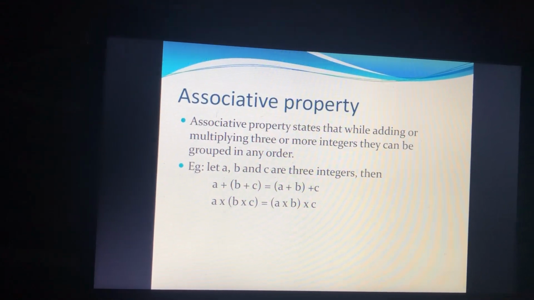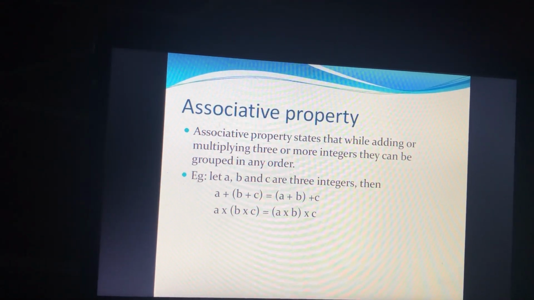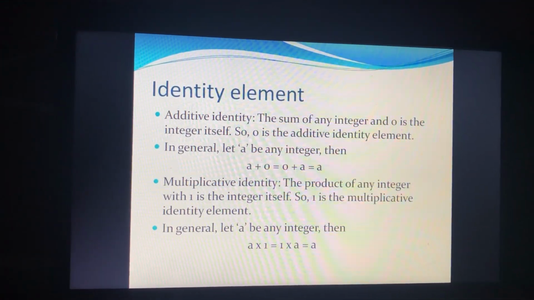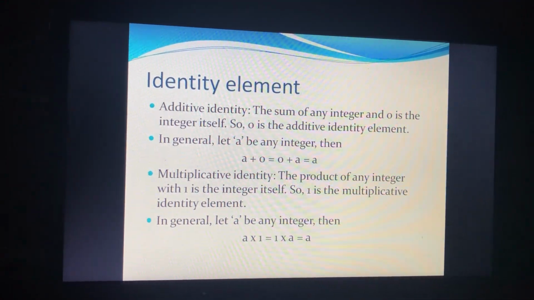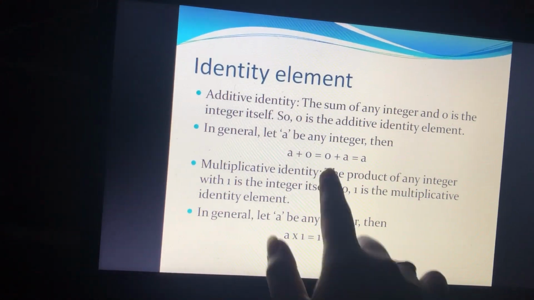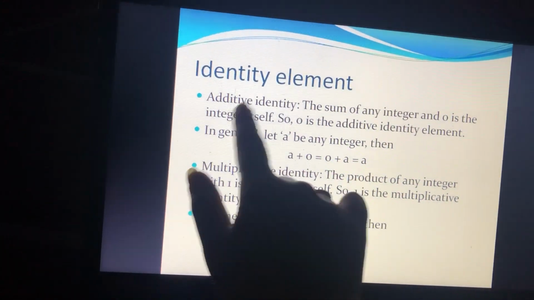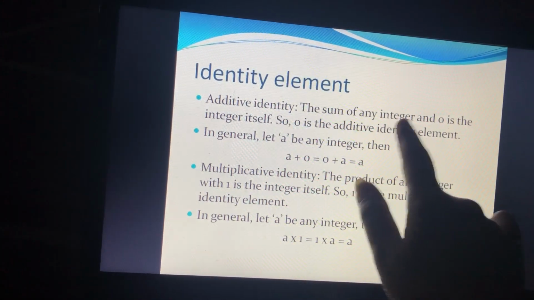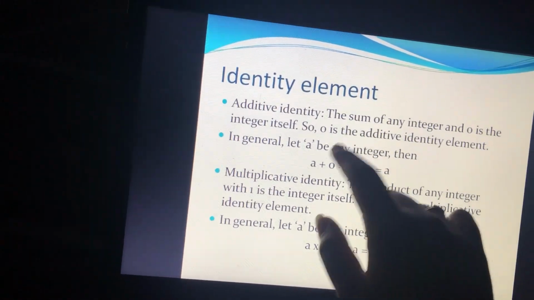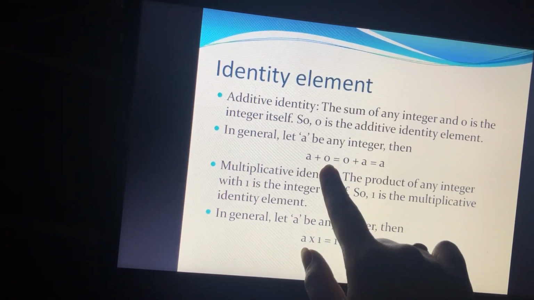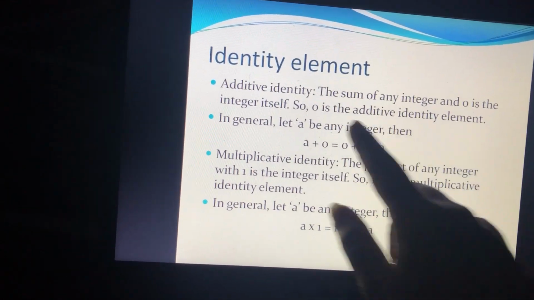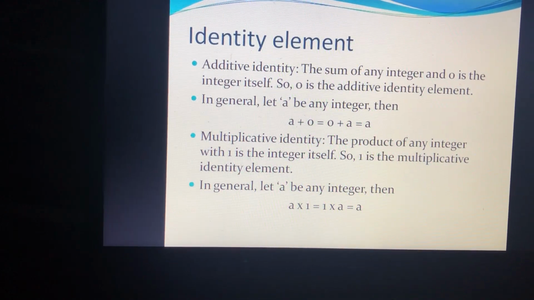So that means commutative means position change and associative means brackets change. That is how you can remember it. Next is identity element. Identity element is divided into two, that is additive identity and multiplicative identity. Additive identity means the sum of any integer and 0 is the integer itself. When we add any integer with 0, जब हम 0 से किसी को भी add करते हैं, we get the same answer, right? So 0 is the additive identity, right?